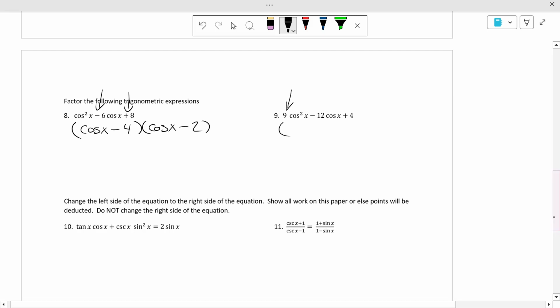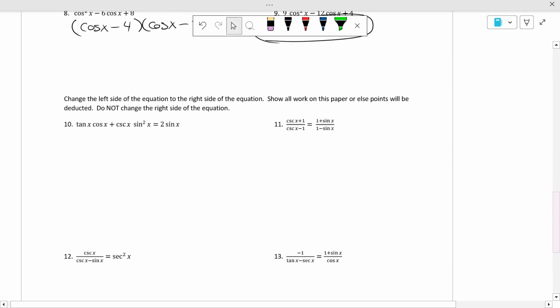Okay, if your first term has a coefficient, you can multiply them, or if both first and last terms are perfect squares, it's a perfect square trinomial. Square root of this, sign of the middle, square root of the last, quantity squared. 3 cosine of x minus 2 quantity squared.